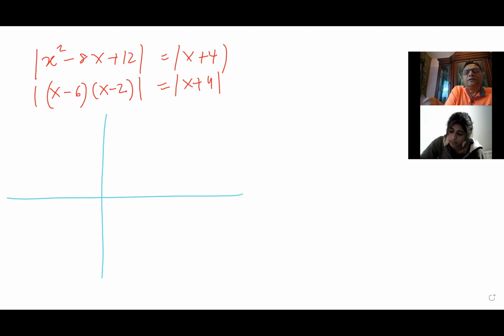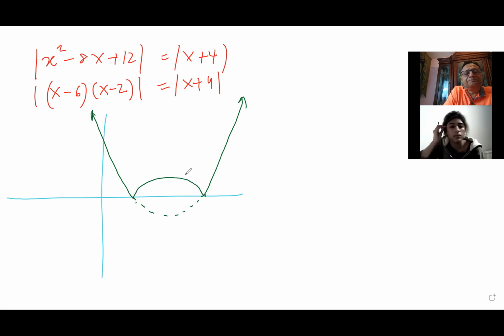so absolute value. First, I will draw, so 2 and 6 are the two zeros of the quadratic function. Correct. So this part which I've drawn, actually, the absolute function will become like this, clear? Right. Now, what is the value?